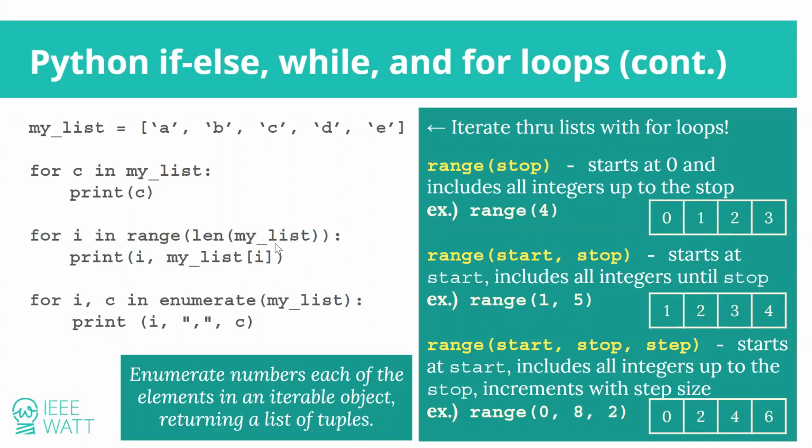So then the print statement would print 0 and the first value in the list, a, and then 1 b, 2 c, 3 d, 4 e.